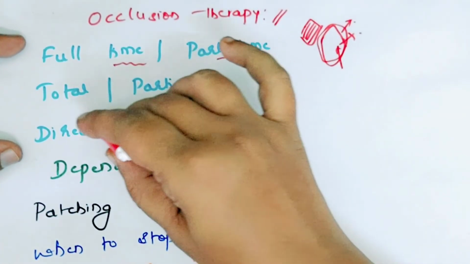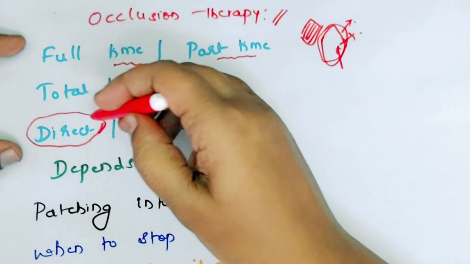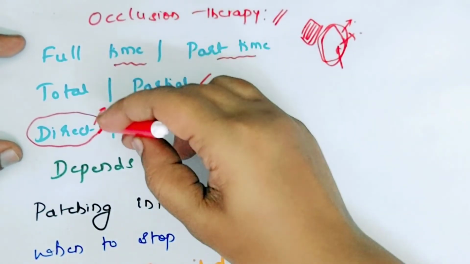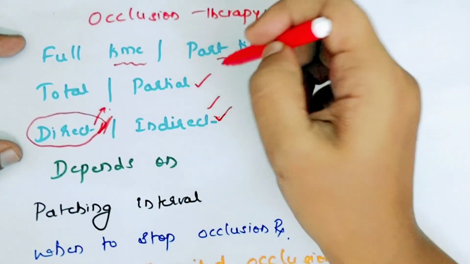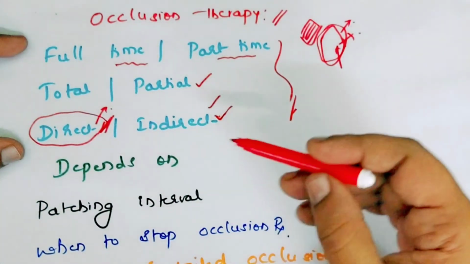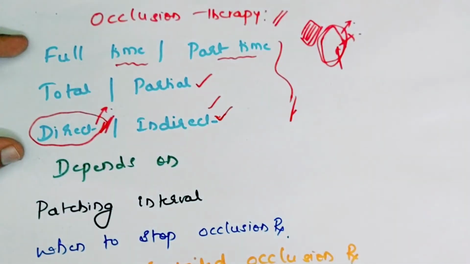Because of continuous direct occlusion of the normal eye, this eye can end up in amblyopia. So to prevent that, we will give a holiday to the normal eye and try to occlude the abnormal or amblyopic eye. Which type of occlusion to choose depends upon the density or severity of amblyopia as well as the age of the patient.